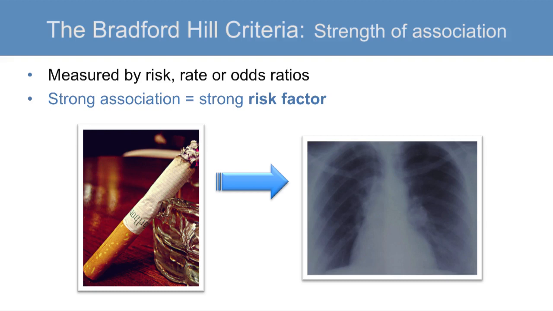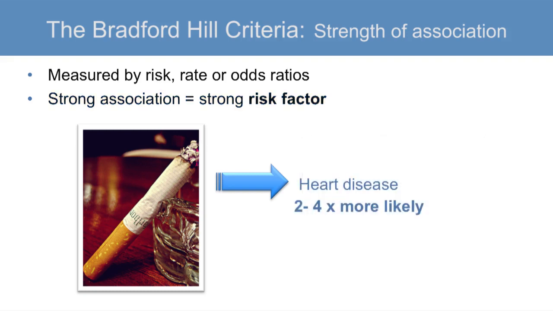In addition, studies have shown that the risk of lung cancer may be increased 20-fold or more when heavy smokers are compared with non-smokers. There are certainly examples of weak but causal associations, such as smoking and heart disease, where smokers are 2 to 4 times more likely to develop heart disease than non-smokers. In the case of heart disease, there are a number of other risk factors including diet, sedentary lifestyle, and genetic predisposition that are as strong or stronger than smoking as risk factors.